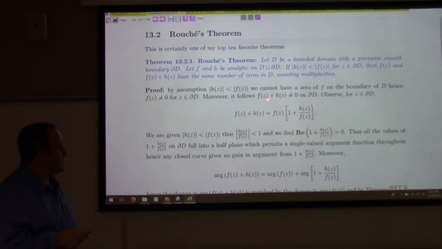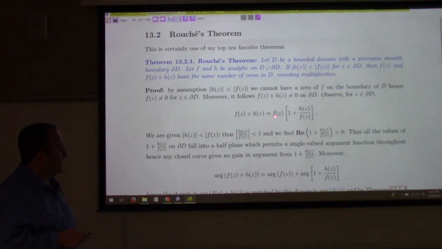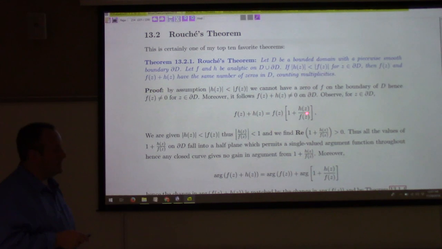And consequently, we can also look at F(z) plus H(z) like so, factor out the F, right? Factoring out F, I've got 1 plus H over F. But H over F is something that has modulus less than 1. And therefore, the real part of 1 plus H over F has to be positive. Because if this has magnitude less than 1, then certainly it can't have a real component which is negative and smaller than 1. So this can't possibly be canceling. The real part of it has to be a positive quantity.